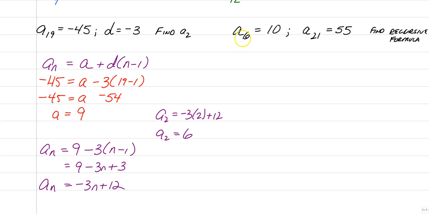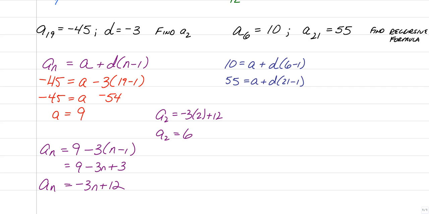So what I mean by that is you would use a sub 6 is equal to 10 to come up with 10 is equal to a plus d times 6 minus 1. And then you would use a sub 21, which is equal to 55, is equal to a plus d times 21 minus 1. So then you would have a plus 5d, and a plus 20d is obviously equal to 10 and 55, and you can use elimination and then substitute back in to find both.